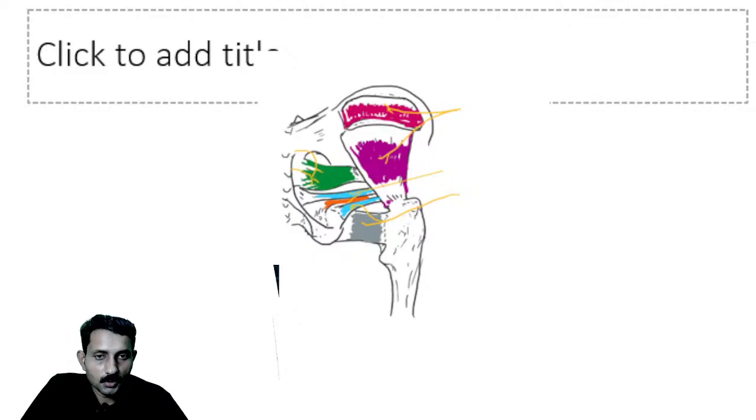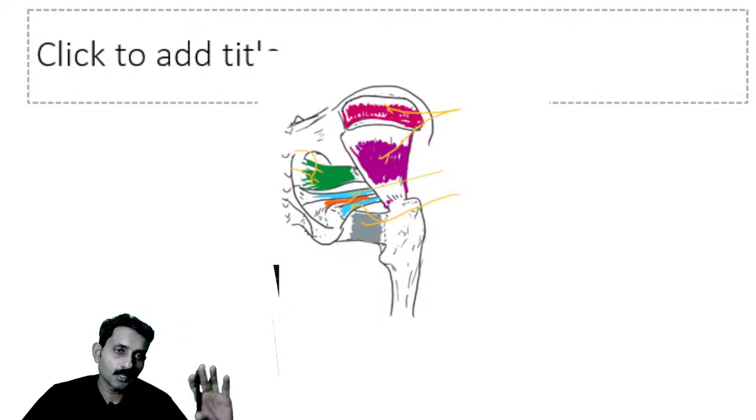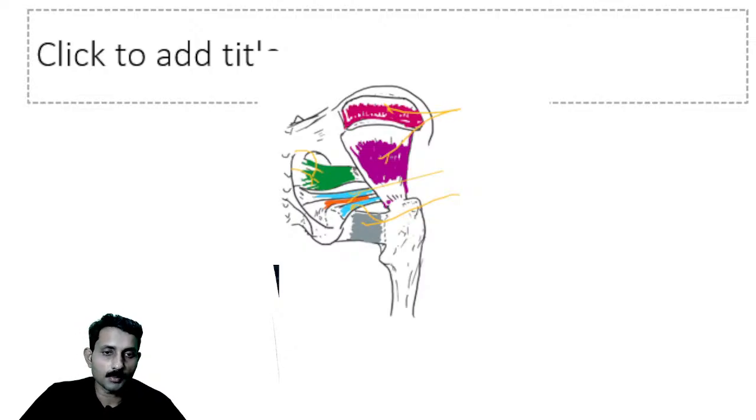Now we got one more group here, that is called superior gemellus, inferior gemellus, obturator internus, then quadratus femoris. So we can divide the gluteal muscles into a gluteal group and this group. In between that, one key fellow is there. That fellow is the piriformis.